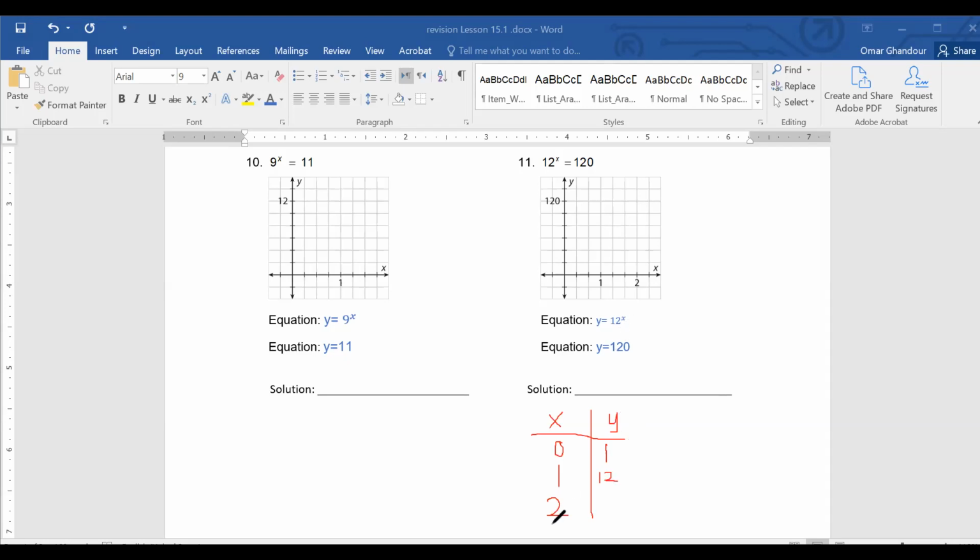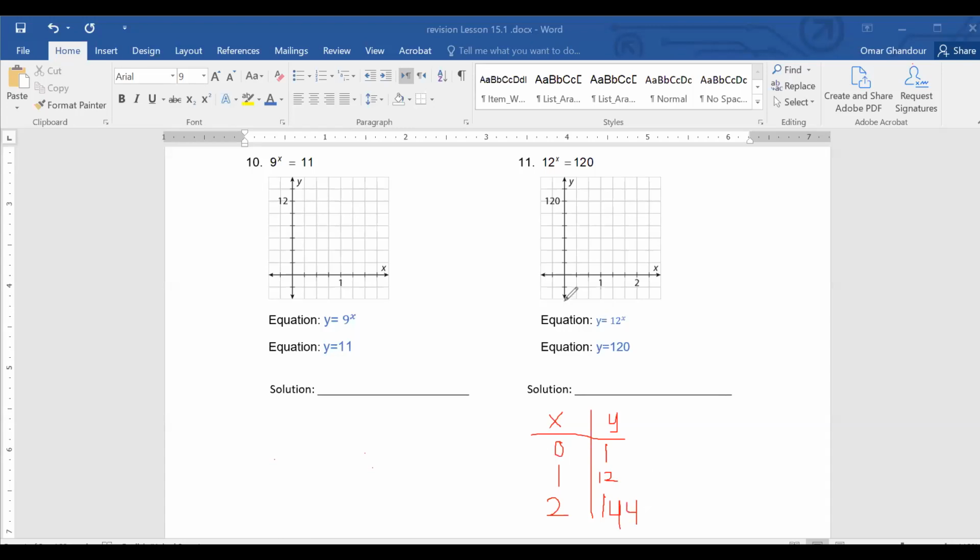And then 12 to the power of 2 is like 12 multiplied by 12, which I think is going to be 144, I think. So here it's 1, 4, 4. And then let's do our graphing.